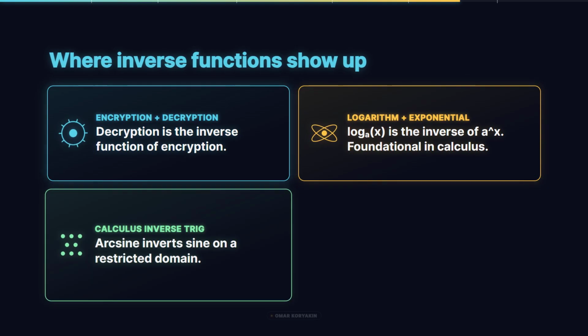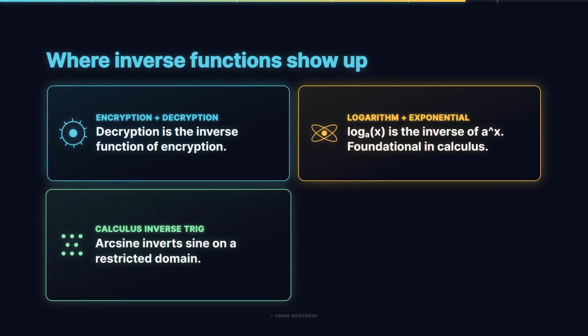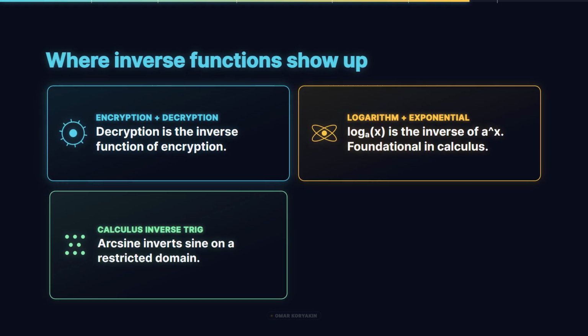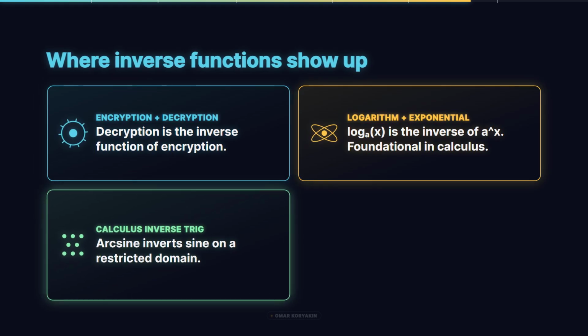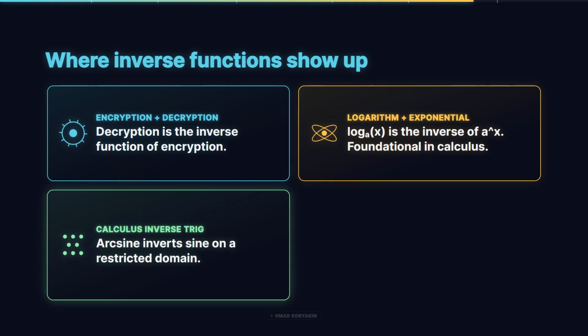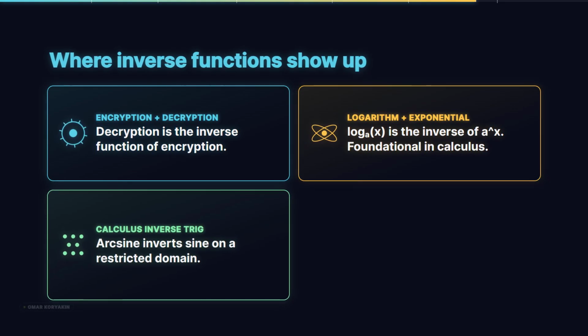In trigonometry and calculus, the inverse trigonometric functions arcsine, arccosine, arctangent invert the sine, cosine, and tangent on appropriately restricted domains. The trig functions are not 1 to 1 over their natural domains because they are periodic, but restricting to specific intervals like negative pi over 2 to pi over 2 for sine makes them 1 to 1 and invertible. The inverse trig functions are essential for solving trigonometric equations and for computing angles from coordinate or geometric inputs.